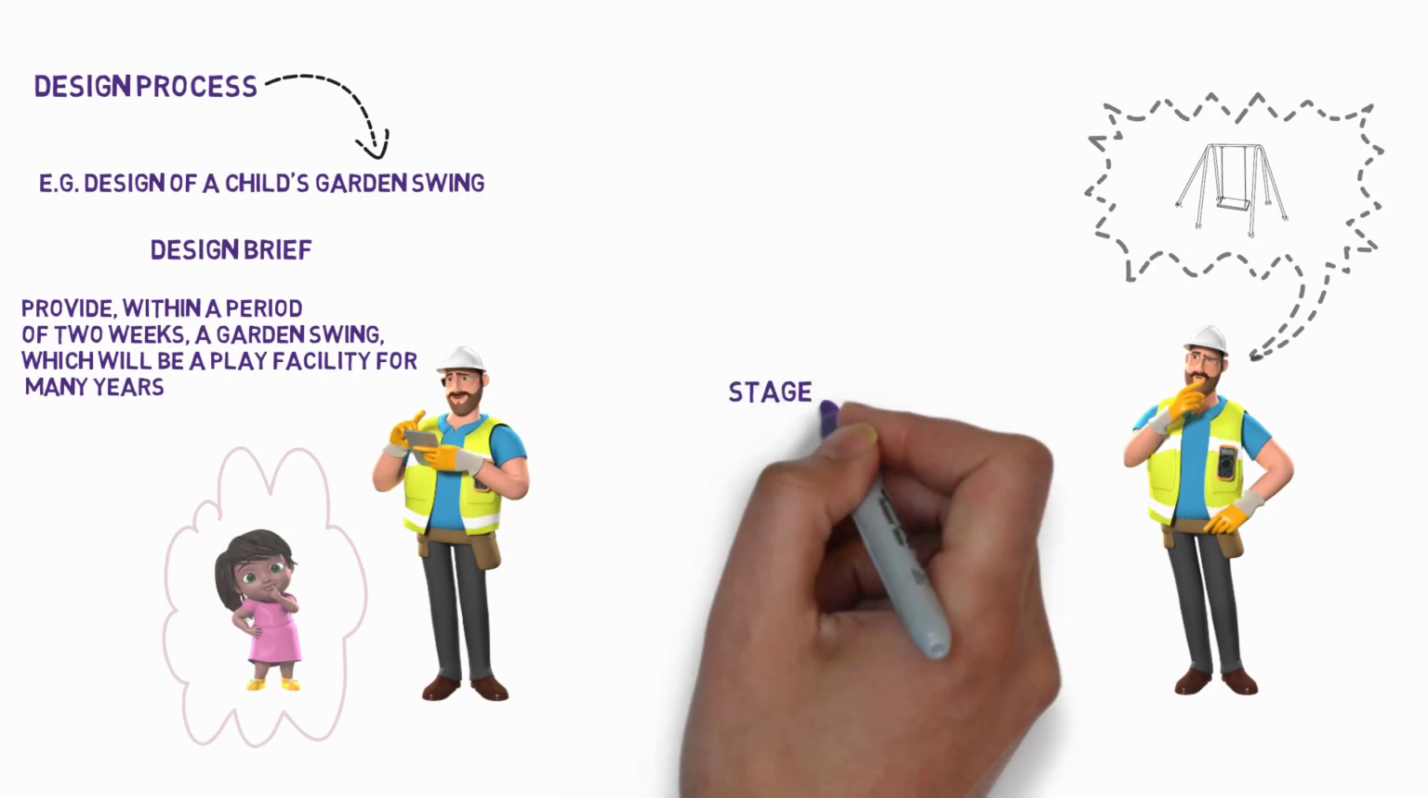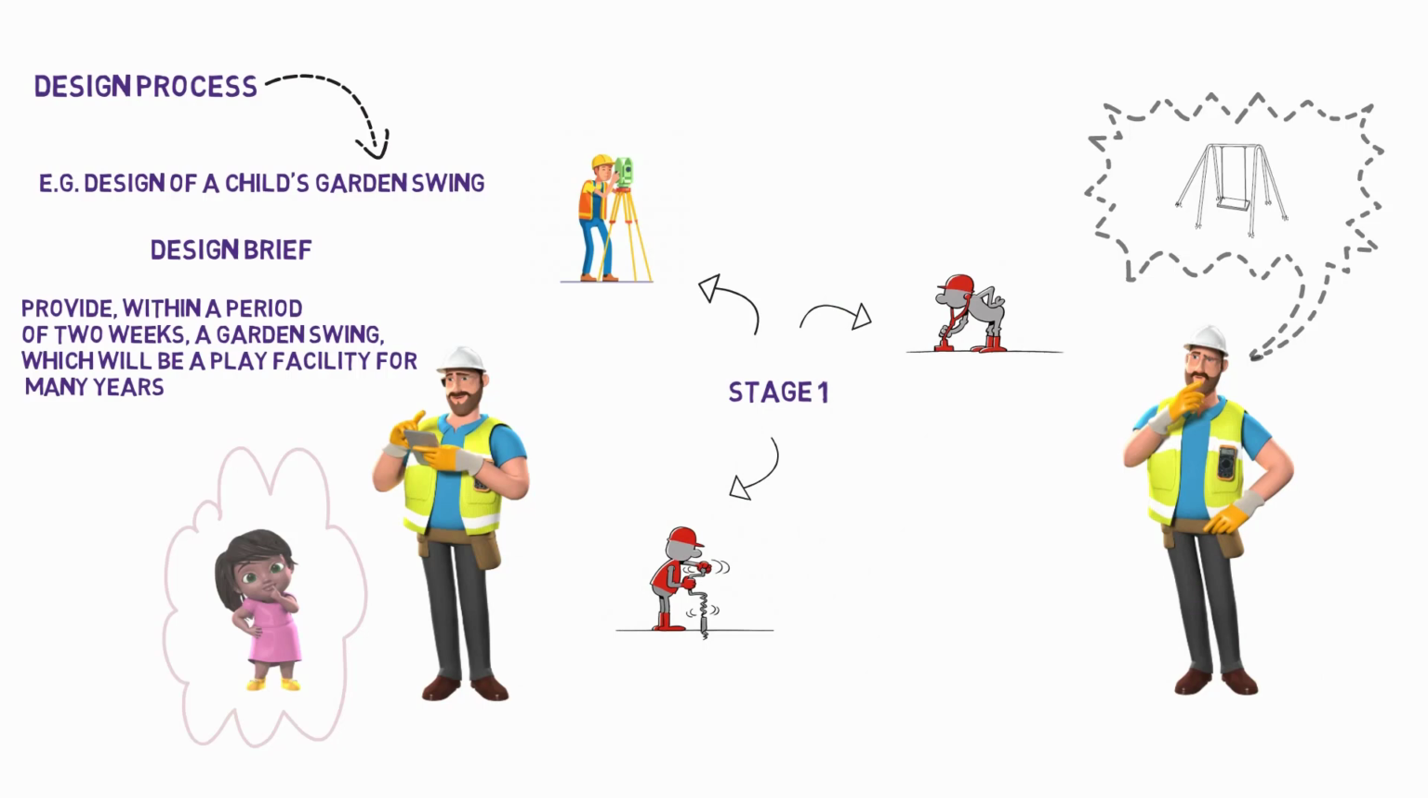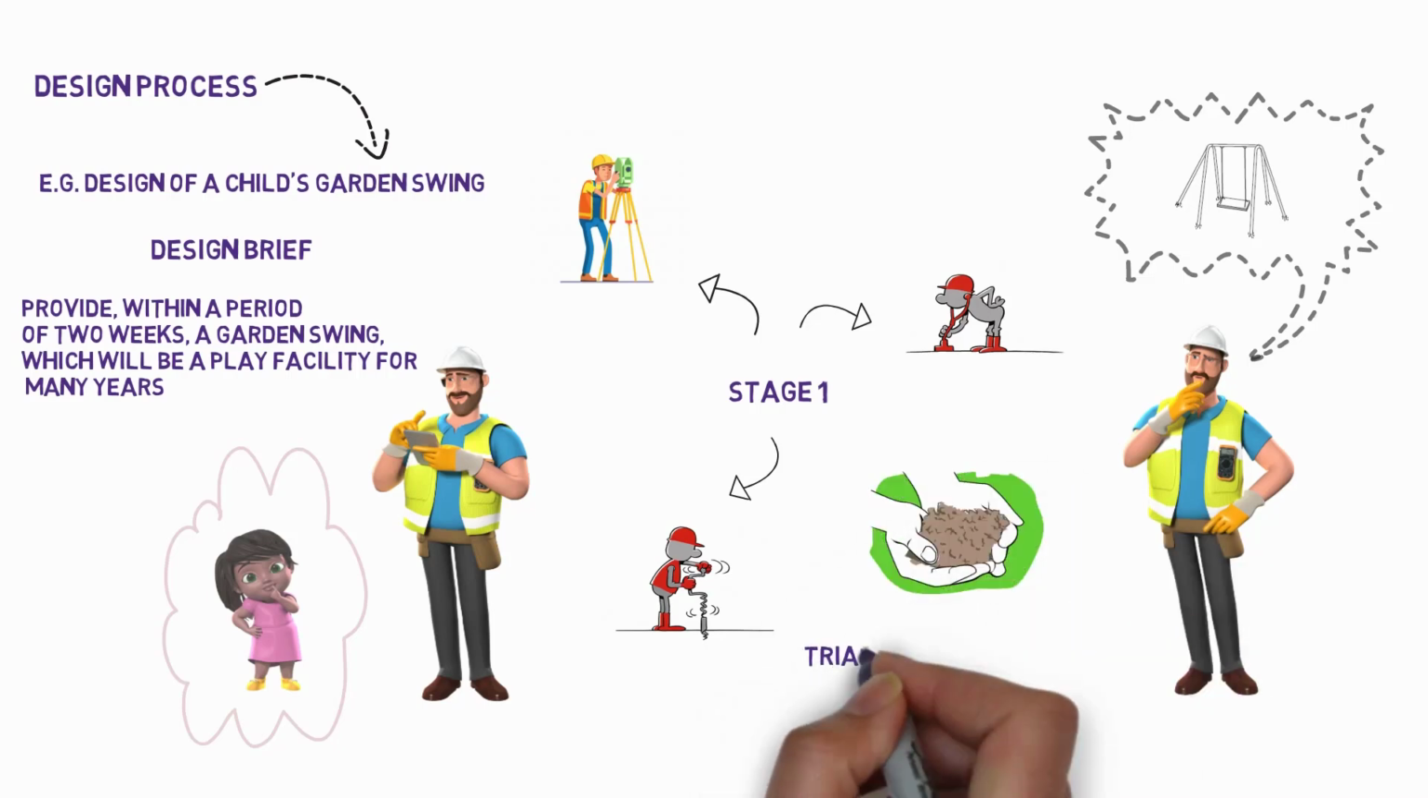Stage 1 is the site survey and investigation. Suitable locations will be examined and checked to ensure that there are no obstructions within the arc of the swing. Problems of access must be considered and the ground conditions in wet weather taken into account. Finally, a few trial holes might be dug to check that any rock is not too close to the surface to prevent foundations being excavated.